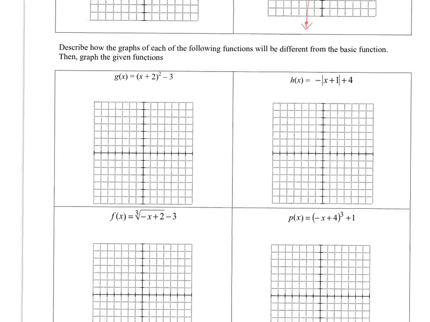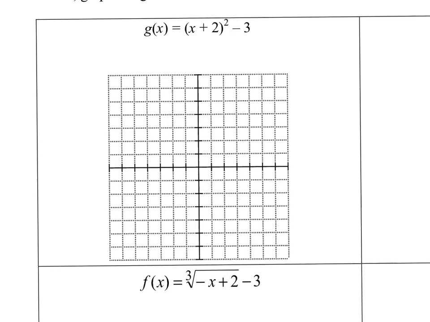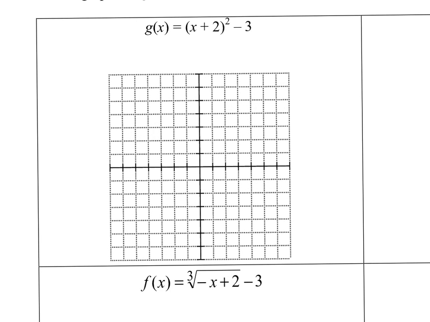Okay, so let's describe each of these functions, how they are different from their parent functions, meaning describe the transformation, and then graph them. So together we can start with g of x equals (x plus 2) squared minus 3. What's the transformation? We're not going right 2. We're actually going in the opposite direction. Yeah, so remember that anything horizontal is really going in the opposite direction of the sign. So we're going to go left 2, and then we're going to go up 3.